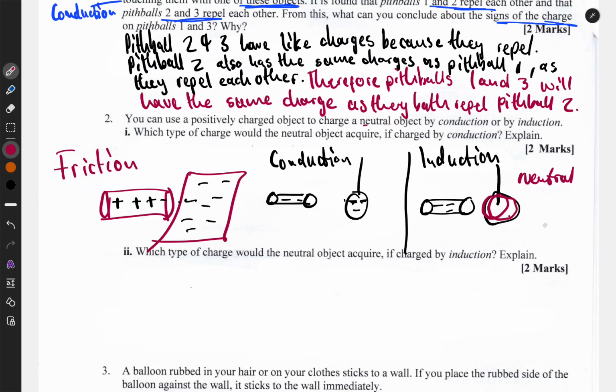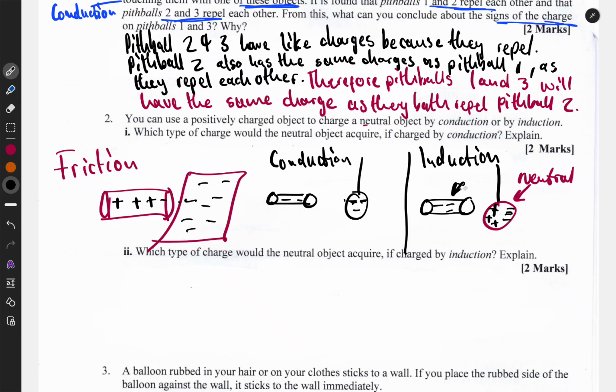Then you know what you first do? Before you connect the cable, he's going to be neutral, right? Then what you do is you bring this negative charge close, and you know what happens? The charges were evenly distributed, but what will end up happening is the positive will move here, and then the negative will go to this corner, right?